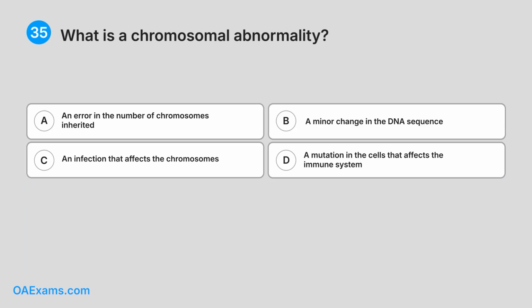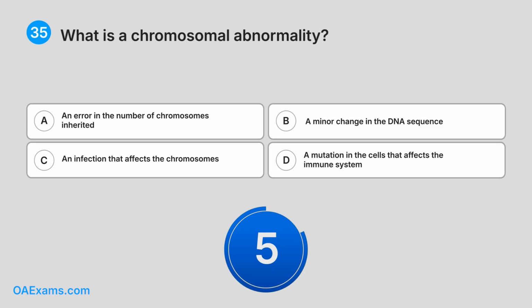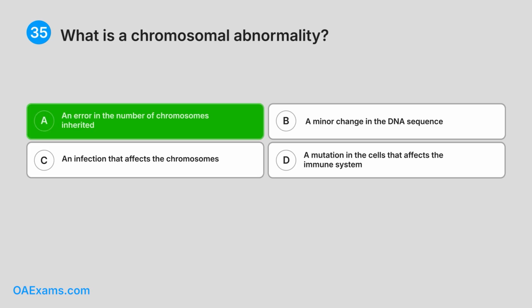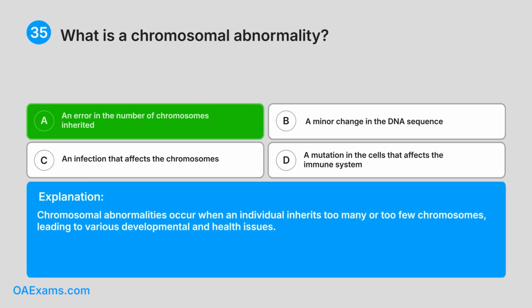35. What is a chromosomal abnormality? A. An error in the number of chromosomes inherited. B. A minor change in the DNA sequence. C. An infection that affects the chromosomes. D. A mutation in the cells that affects the immune system. Do you know the answer? Correct answer. A. An error in the number of chromosomes inherited. Explanation. Chromosomal abnormalities occur when an individual inherits too many or too few chromosomes, leading to various developmental and health issues.